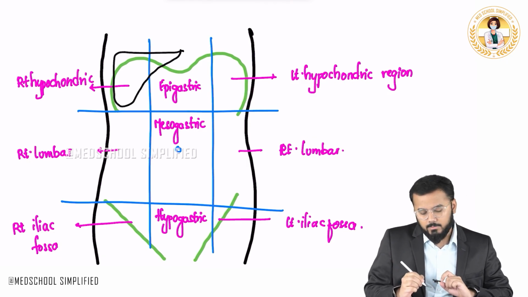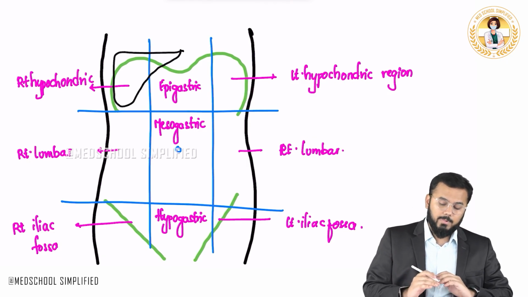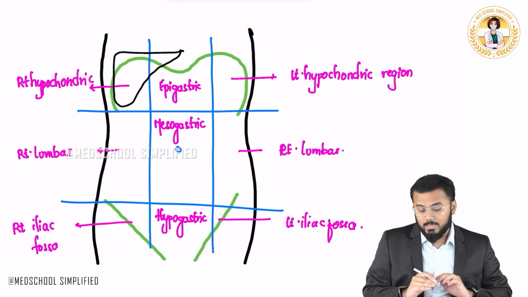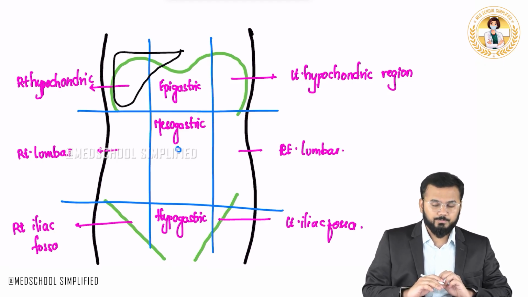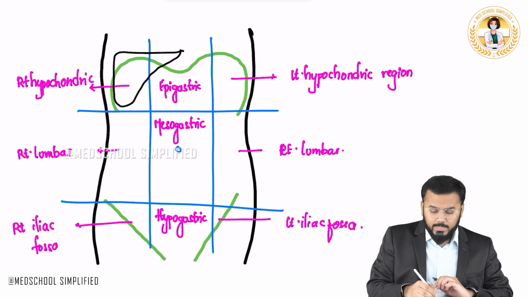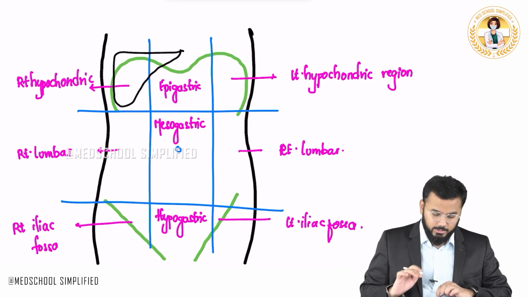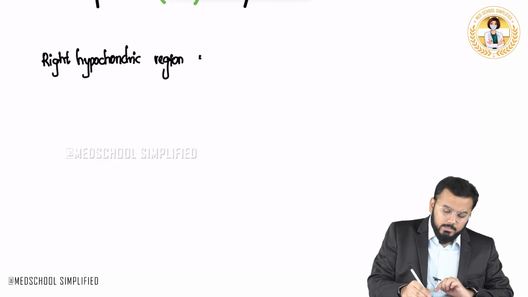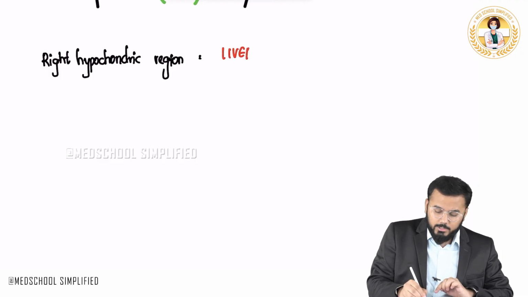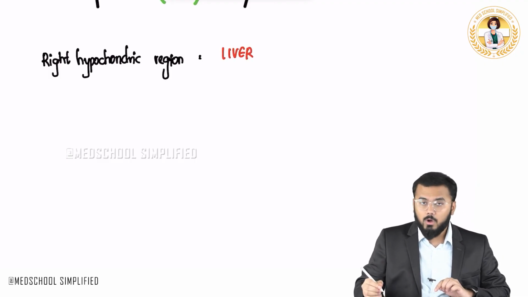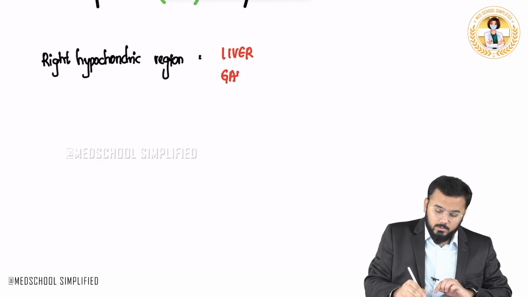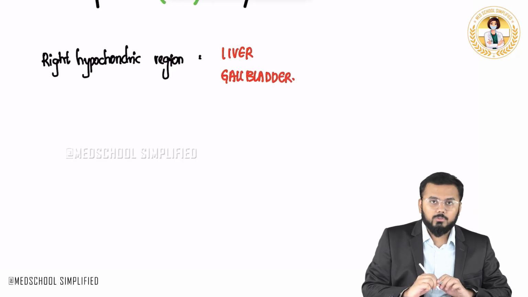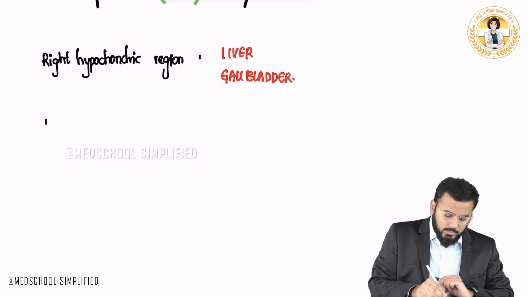Where is the liver maximum located? I'm not saying the liver is completely located in the right hypochondriac region. It also projects a little bit into the epigastric region, but mostly it covers the right hypochondriac region. So the liver is located in the right hypochondriac region. Now behind the liver, what do you have? Gallbladder. So I should also write that the gallbladder is also located in the right hypochondriac region. Yes or no?